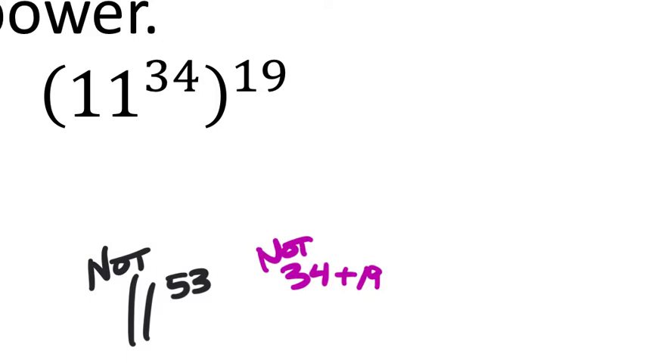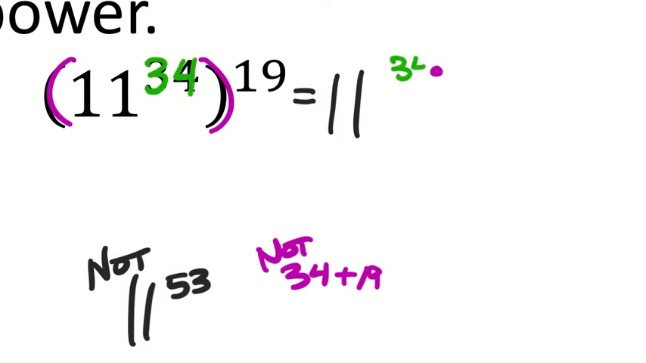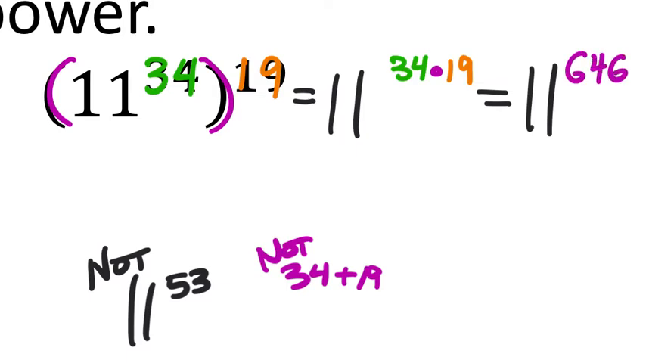But what are we doing? Well, once again, we see that we have the parentheses here, which indicates that we're going to be multiplying the exponents. So the base will stay the same as 11. I'm going to take the two exponents, I got 34, and then I got 19, and I'm just going to be multiplying those. And yeah, maybe some of you guys can do that in your head. I can't, so I did it in my calculator, and I got 646. This is all we want here.